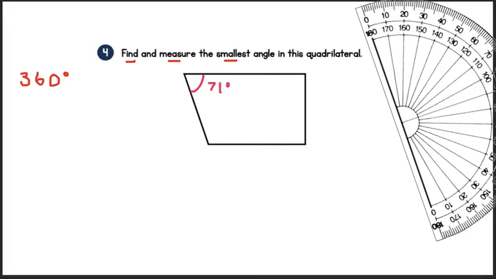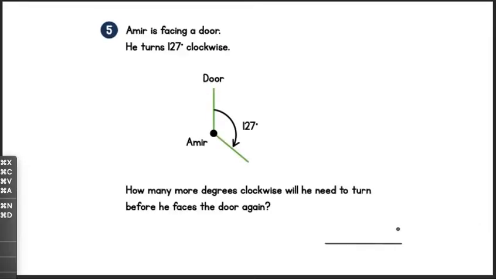Okay. Next question. Now remember I said you should know that a full turn is 360 degrees. You're going to need to use this information to answer this question. So this question number 5, it says Amir is facing a door. He turns 127 degrees clockwise. Now clockwise is the way the hands on a clock turn. If you're unsure of what that is, have a look at a clock. How many more degrees clockwise will he need to turn before he faces the door again?